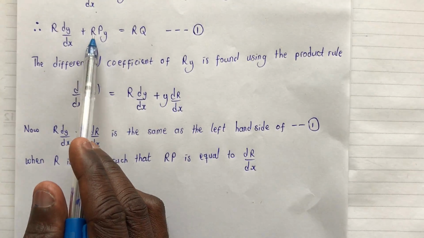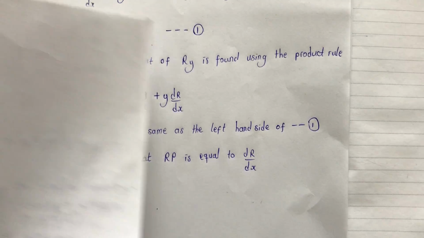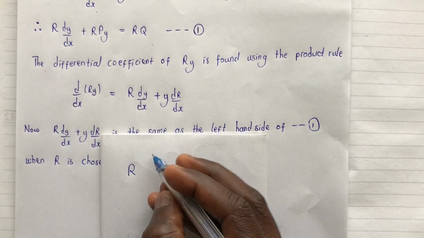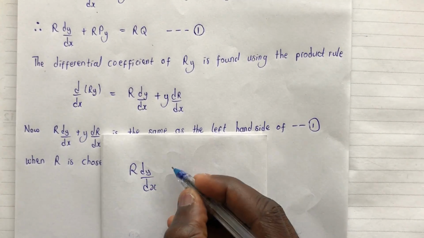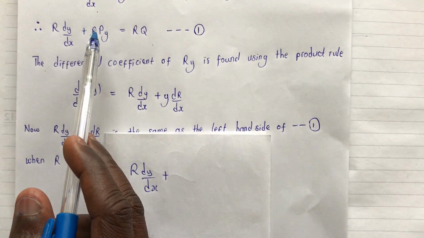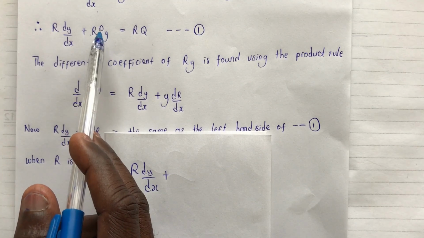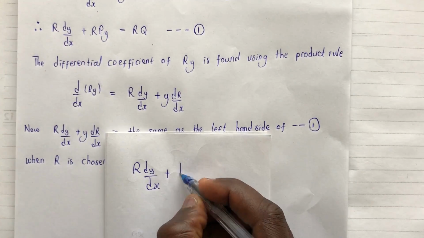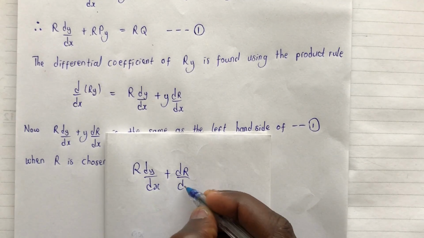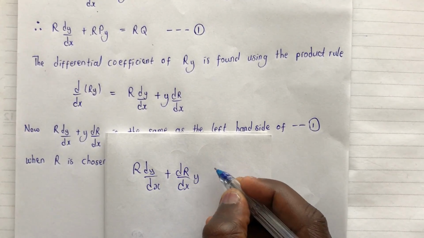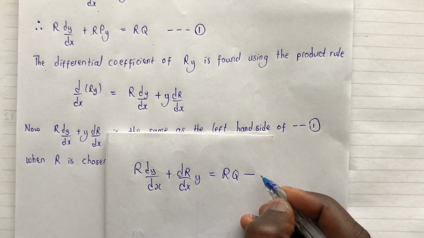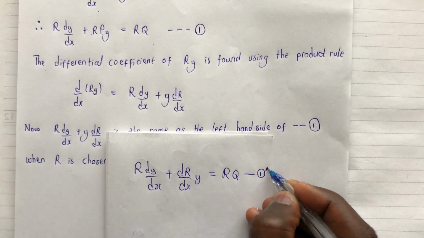If I replace Rp with dy dx, this is what I am getting. So I'm having r dy dx plus, now the rule is saying that choose Rp to be what? dr dx. So we have our dr dx times y equal to what? R cubed. This is equation 1 star.